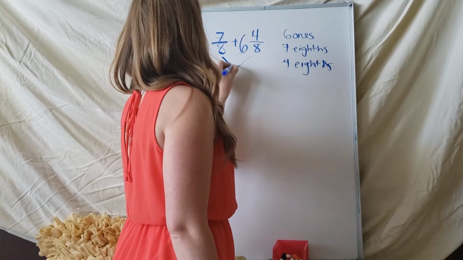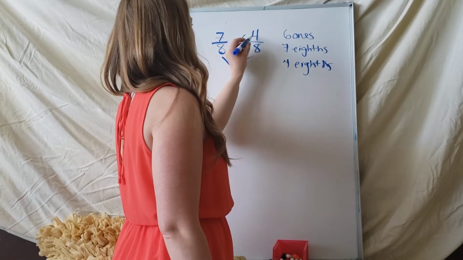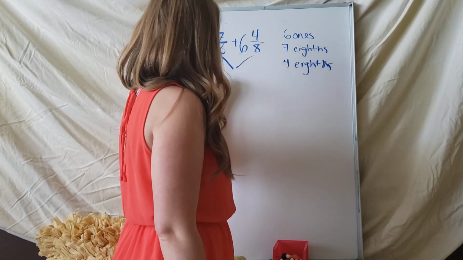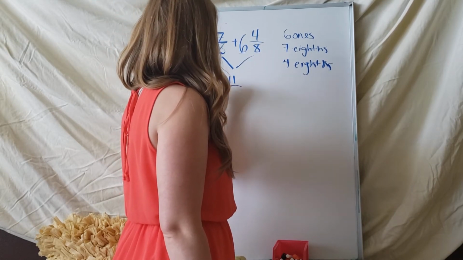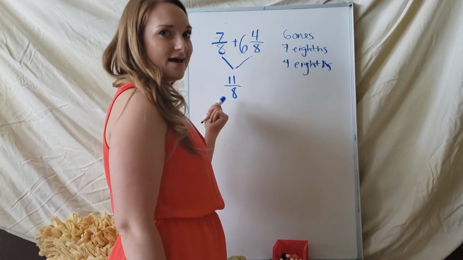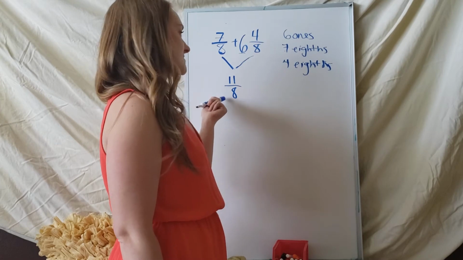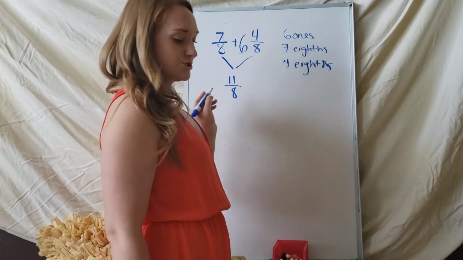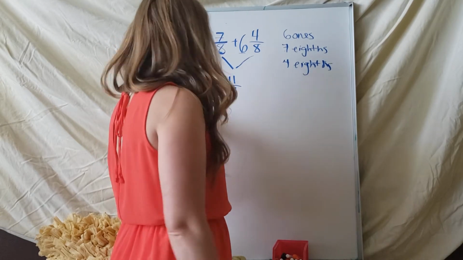I'll just do this. 7 8s plus 4 8s. 7 plus 4 is 11. So I have 11 8s. What is that? What's that called? We're learning about it right now. This is an improper fraction. So that means I can change it to a mixed number.